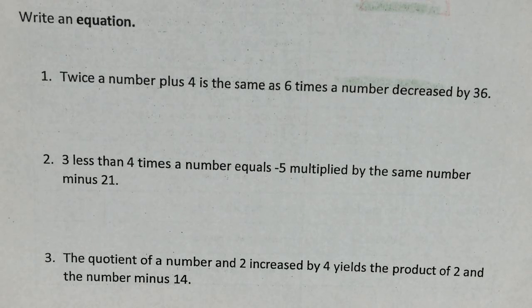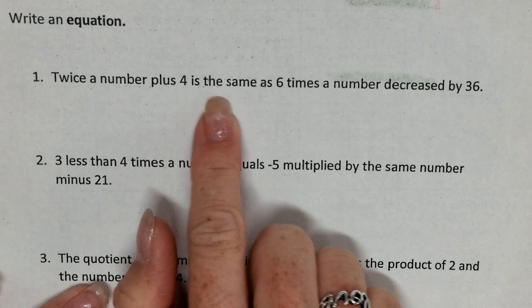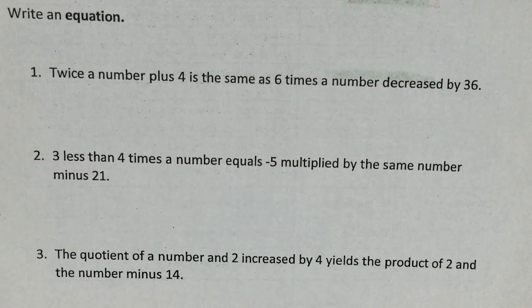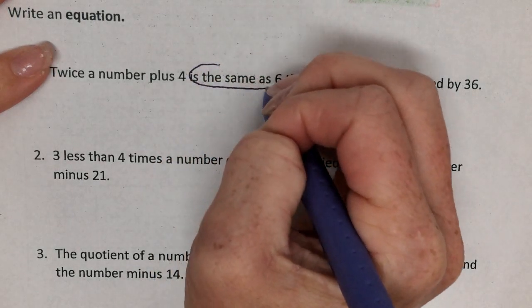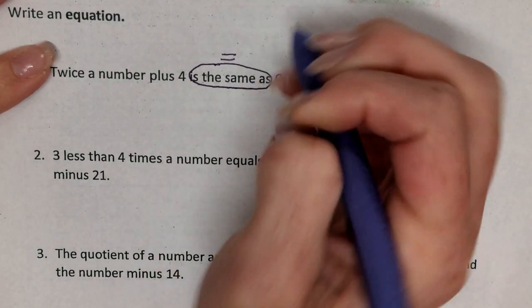So here's what I want you to do. I want you to break it apart. Find the middle. Find the equal sign. So everybody read it. Twice a number plus 4 is the same as. Did y'all find the equal sign? What is it? Is the same as. Right there, that means equals.